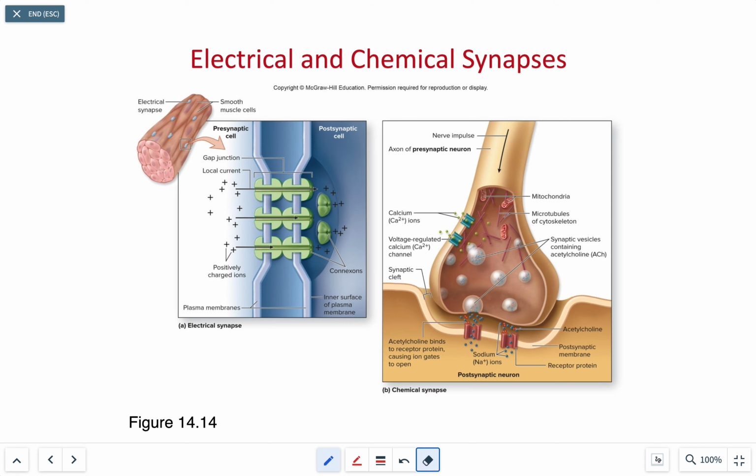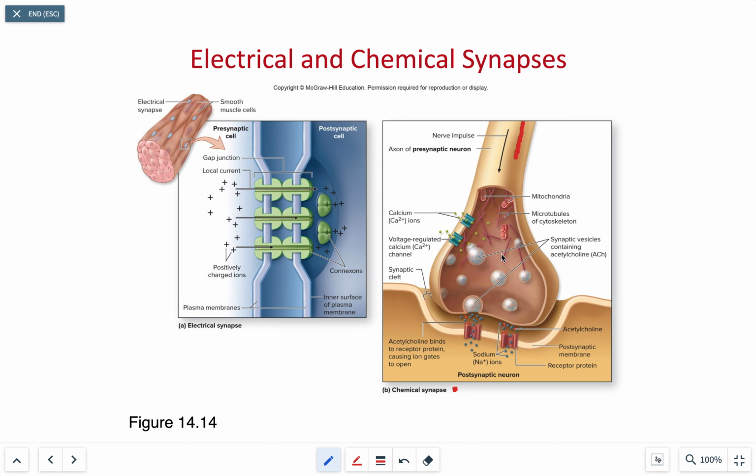And then finally, most interactions between neurons and all communication between neurons and effectors are going to be this chemical synapse. So here we see the direction of the nerve impulse is coming towards the synaptic knob from this presynaptic neuron. So the first thing we see is that the nerve impulse travels the axon towards the synaptic knob.